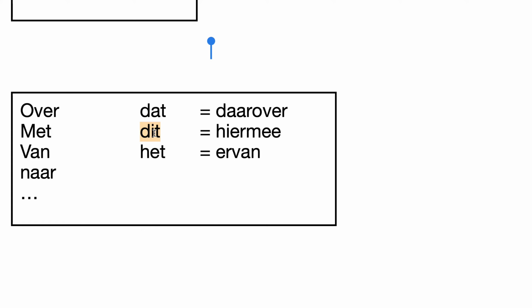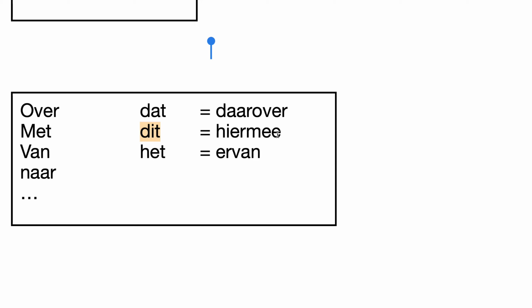With dit, this, it becomes even more strange. The dit is put in front of the met, as you can see here. The met changes into me. About that we'll talk more later on. And the dit is changing into a hier, which is completely different. It doesn't resemble dit at all. So that is what happens when you're saying with this. It becomes hier, me.